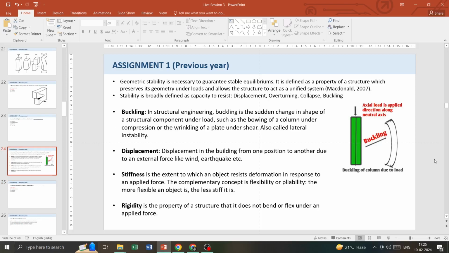So stability can be defined as a capacity to resist, in terms of structures, displacement, overturning, collapse, and buckling. And the definition of buckling is also called lateral instability. It is called lateral instability because buckling basically means the change or the bowing of a column under compression. Because the column is being bent in buckling, not beams. In buckling, the column is being bent.